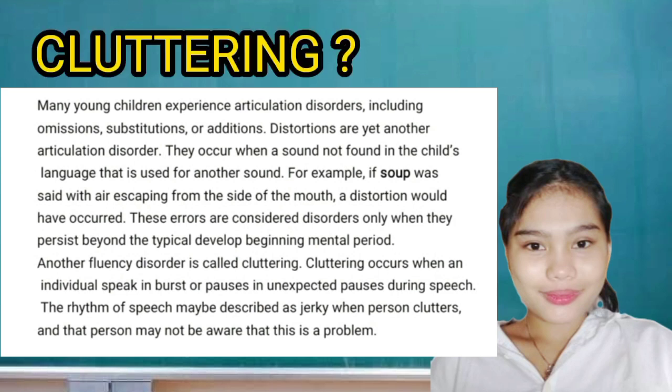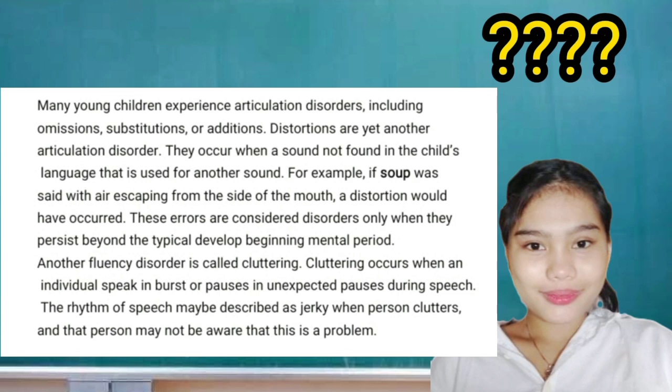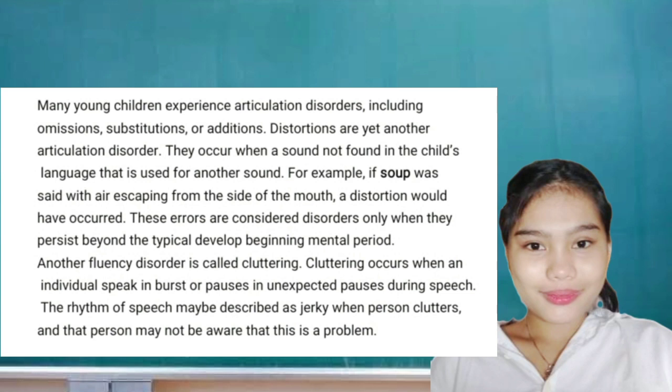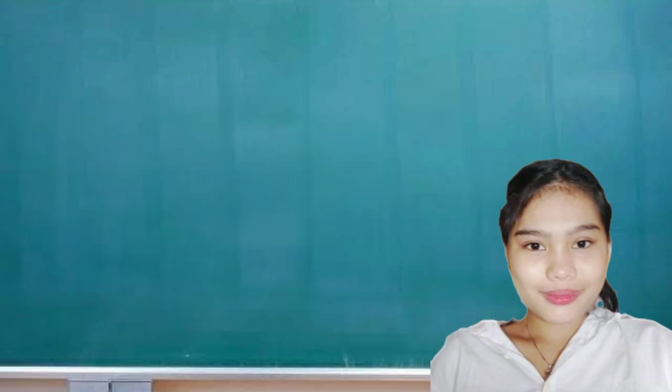Another fluency disorder is called cluttering. Cluttering occurs when an individual speaks in bursts or pauses at unexpected points during speech. The rhythm of speech may be described as jerky when a person clutters, and that person may not be aware that this is a problem.